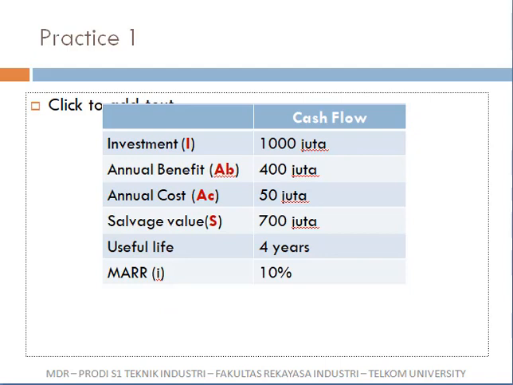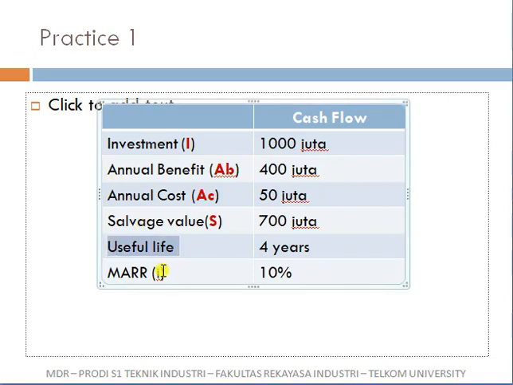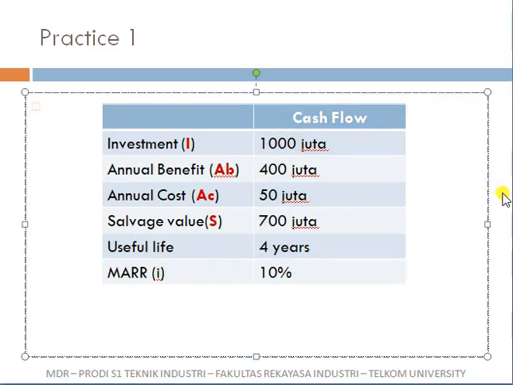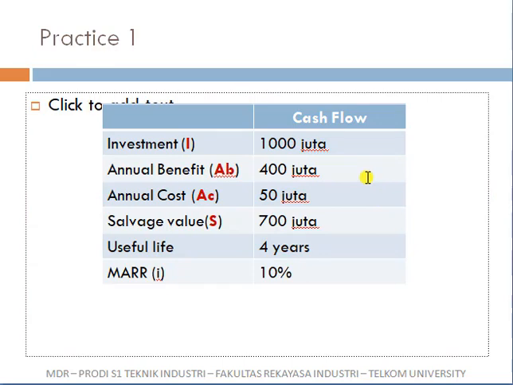There is several information, for example, investment, annual benefit, annual cost, salvage value, useful life, and MARR, which is known as interest rate or annual percentage rate, and the information as shown in this column. Now we are going to examine how sensitive one parameter is to another parameter. Okay, so to solve this using sensitivity analysis, you have to create a formula.